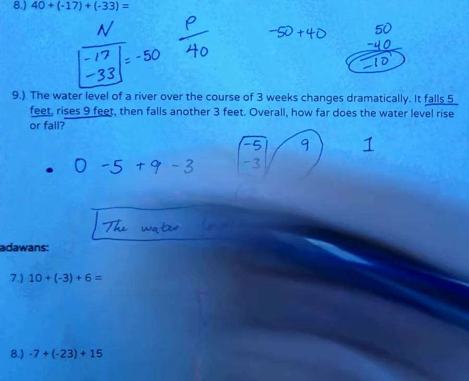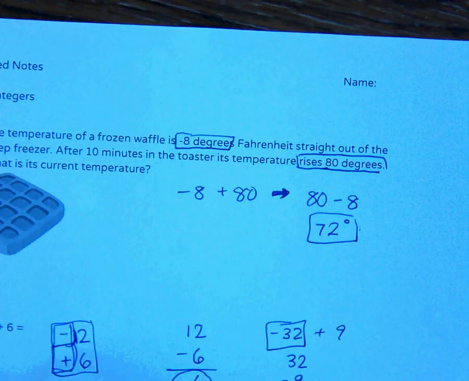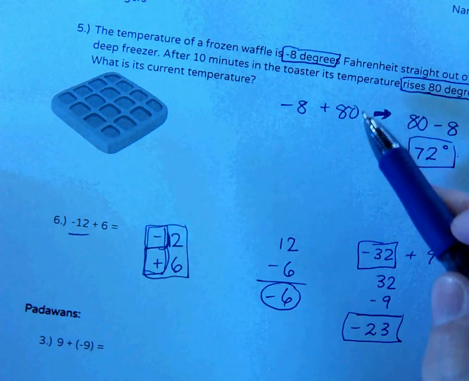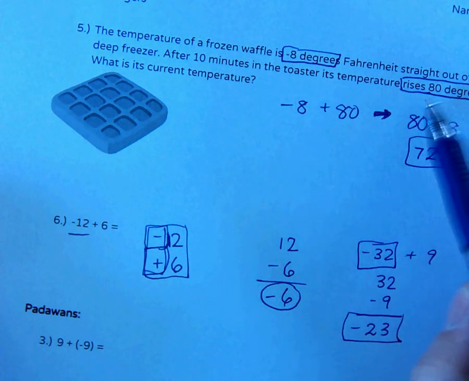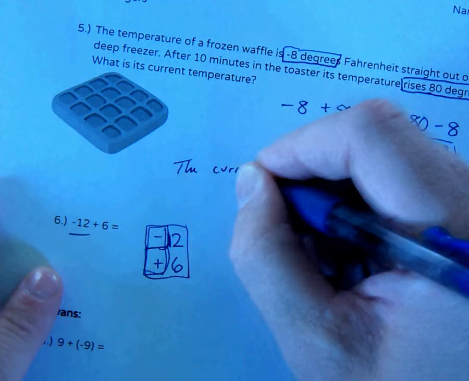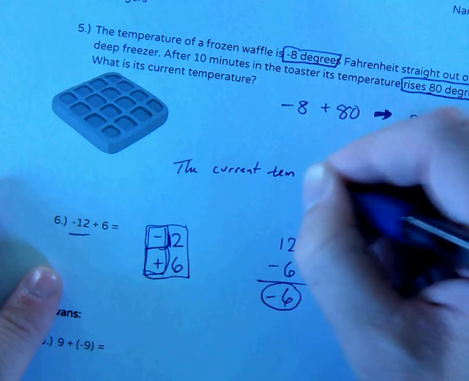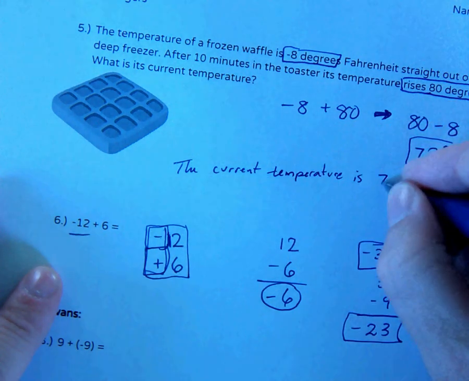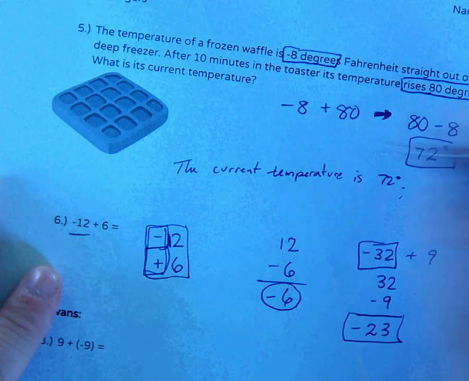And I forgot to answer my waffle problem with a sentence. That is a no-no. So the temperature of a frozen waffle is negative 8 degrees Fahrenheit straight out of the deep freezer. After 10 minutes in the toaster, the temperature rises 80 degrees. What is the current temperature? The current temperature is 72 degrees.